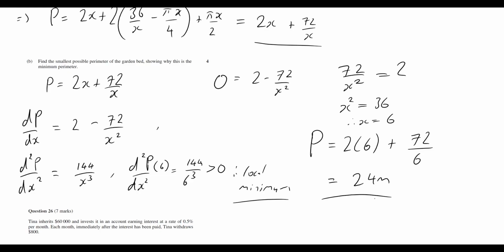And so now that we've found the perimeter, and we've also clearly shown that it must be a minimum through our calculus skills, we can then just conclude there on the statement by saying that the smallest perimeter must be 24 meters. And there we go. So that's question 25. Now on to question 26.